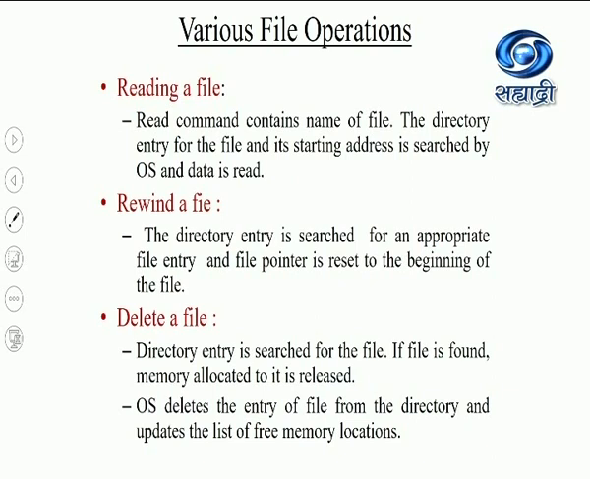Next operation is rewind a file. The directory entry is searched for an appropriate file entry and file pointer is reset to the beginning of the file. Delete a file. Directory entry is searched for the file. If the file is found, memory allocated to it is released and thus file is deleted. OS deletes the entry of the file from the directory and updates the list of the free memory locations also.